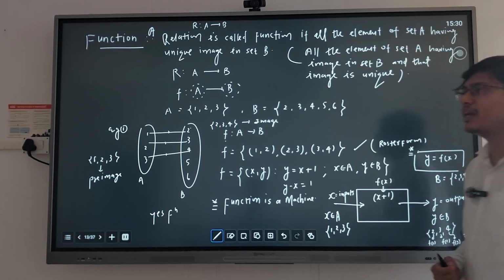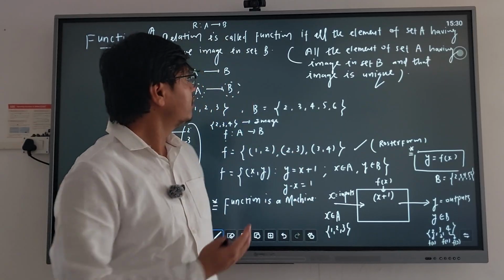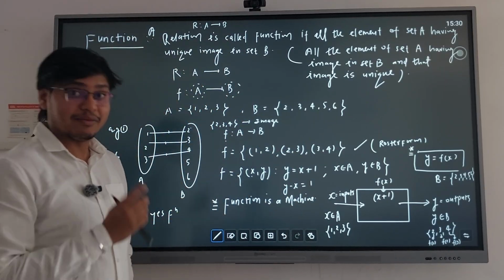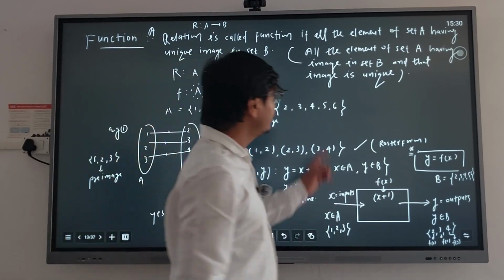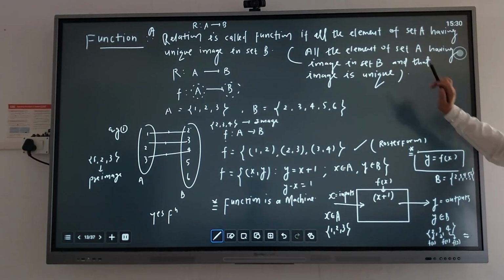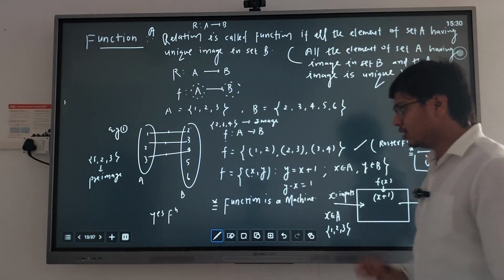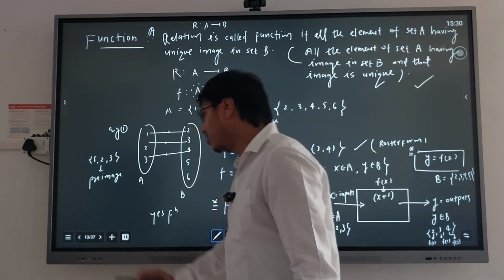Okay, so a function is defined from set A to set B such that all the elements of set A have an image in set B, and that image is unique. This is the proper definition of a function. Okay, that's all about the definition of functions.